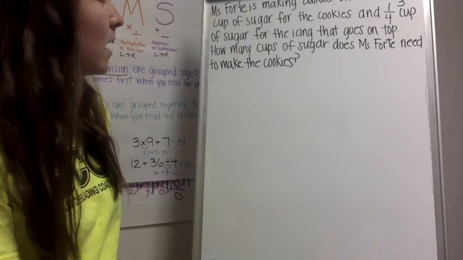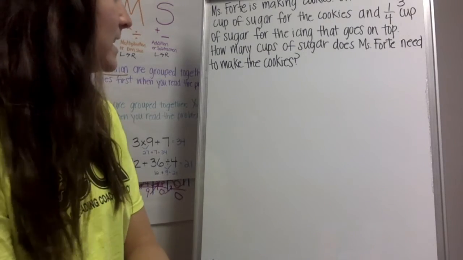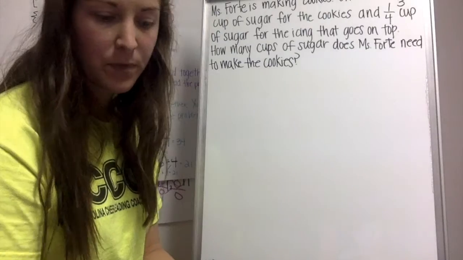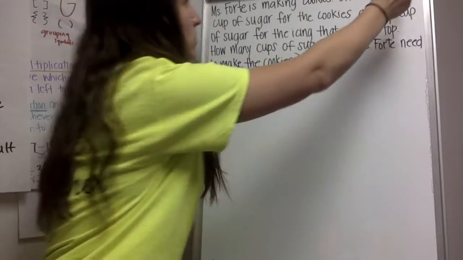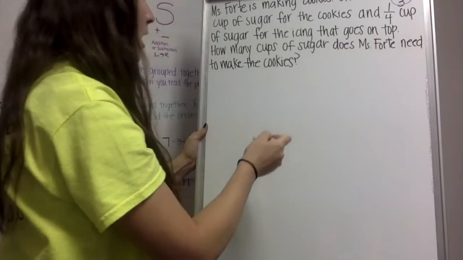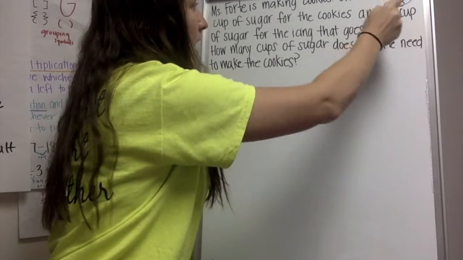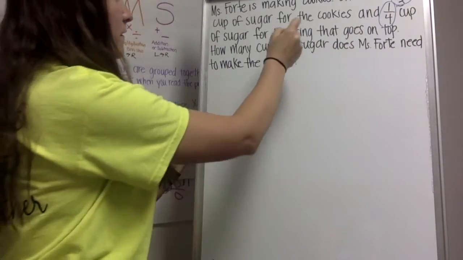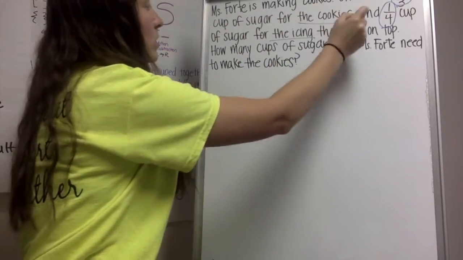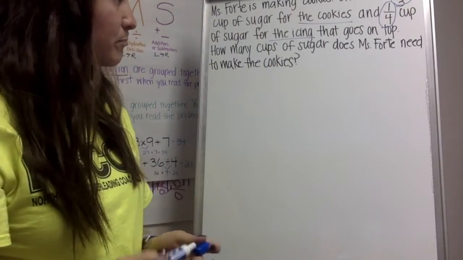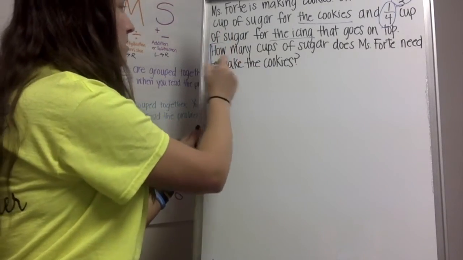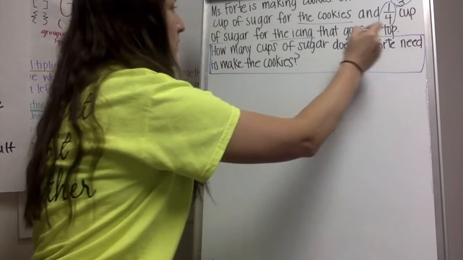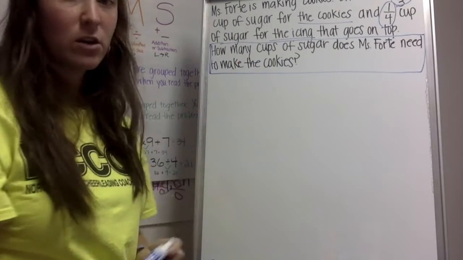How many cups of sugar does Miss Forte need to make the cookies? So we have, she needs 2/3 of a cup of sugar for the cookies and 1/4 cup of sugar for the icing. So the cookies and the icing. And I want to know how many cups of sugar does Miss Forte need to make the cookies?